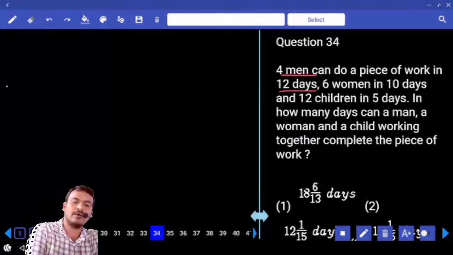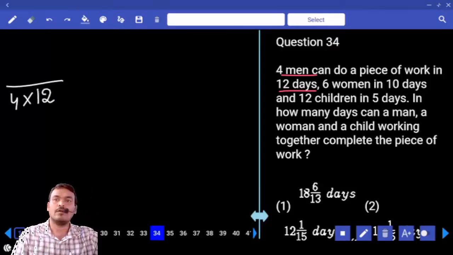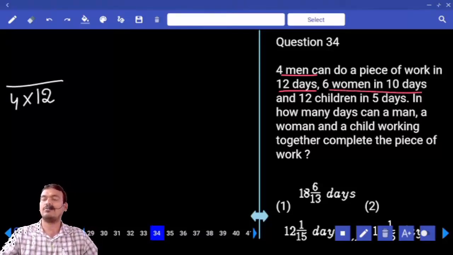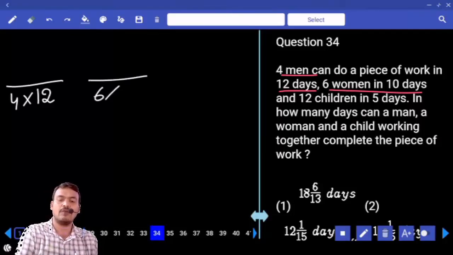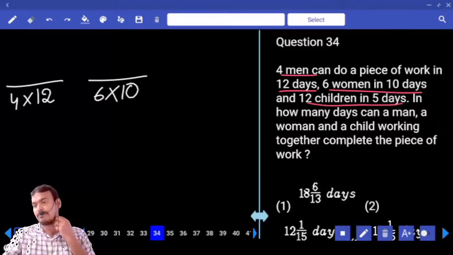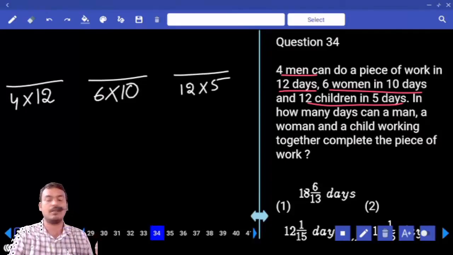First case, 4 men can complete the work in 12 days. What is 1 man's 1 day work? 1 by 4 into 12. Next, 6 women can do the whole work in 10 days. What is 1 woman's 1 day work? 1 by 6 into 10. Next, 12 children can complete the whole work in 5 days, so what is 1 child's 1 day work? 1 by 12 into 5.